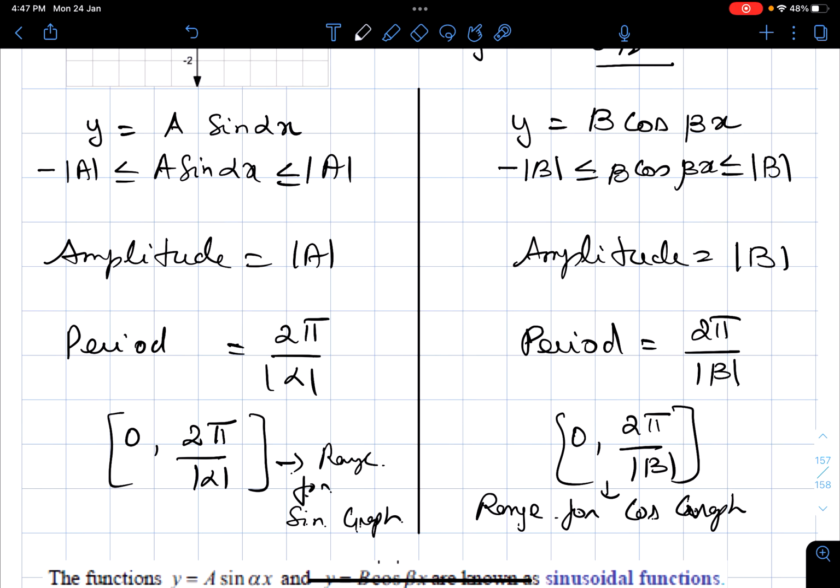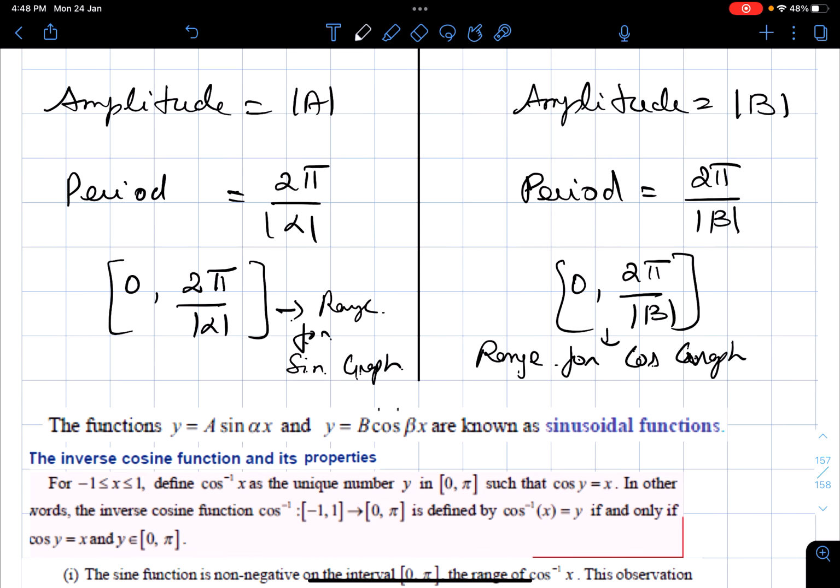And so we can draw the sine graph in the range from 0 to 2 pi by modulus alpha. This is the period, isn't it? And similarly for cos also, it is 0 to 2 pi by modulus beta to get one cycle of that graph, okay. So hence these two are almost the same. The functions y equal to a sin alpha x and y equal to b cos beta x are known as the sinusoidal functions.